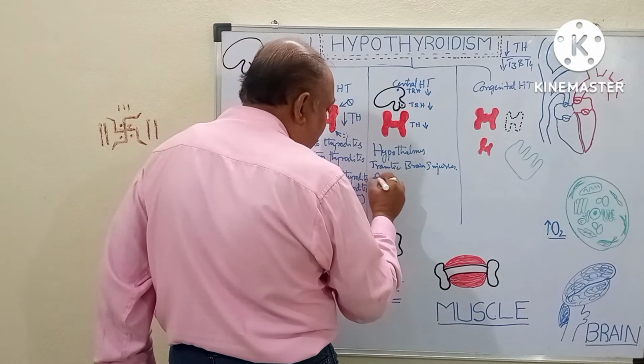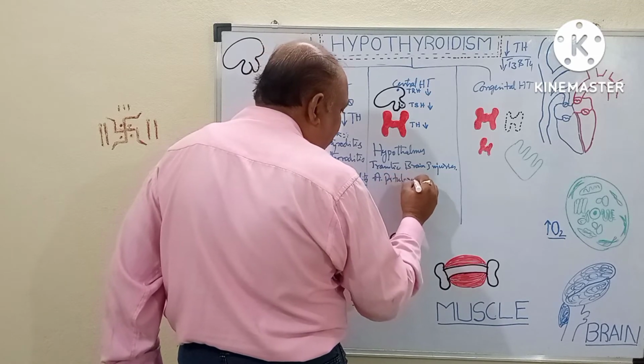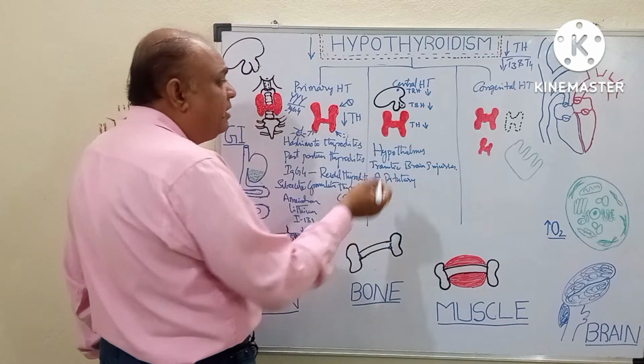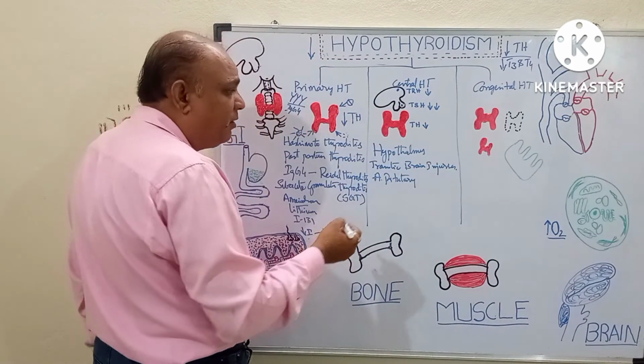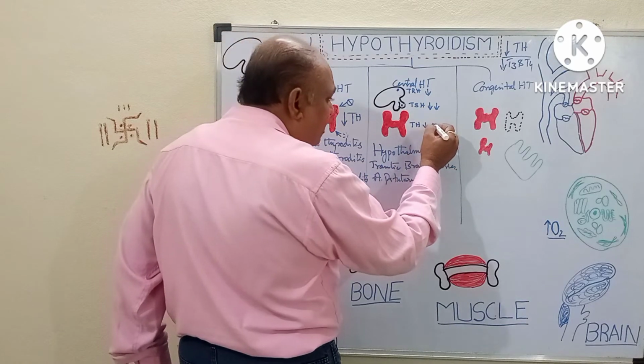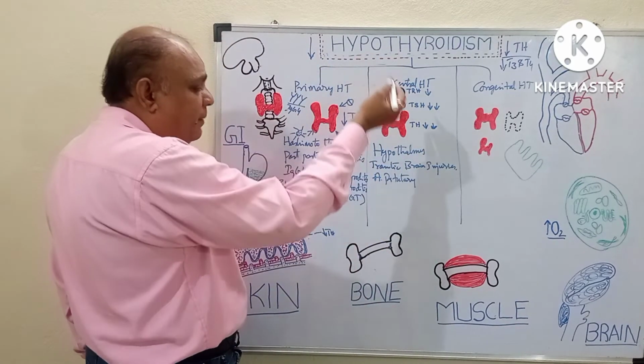Now, let's see anterior pituitary. If for any reason the anterior pituitary reduces the secretion of thyroid stimulating hormone, that will lead to low thyroid hormone secretion, which leads to hypothyroidism.